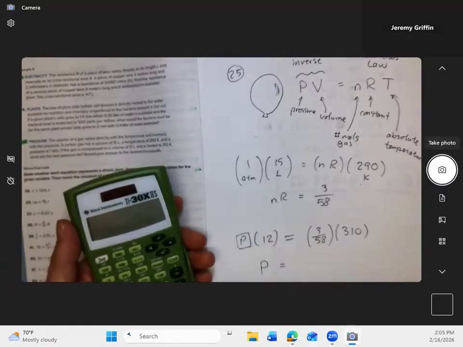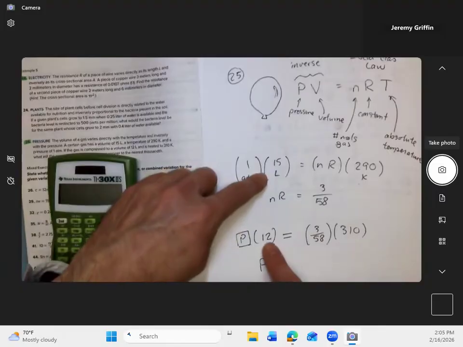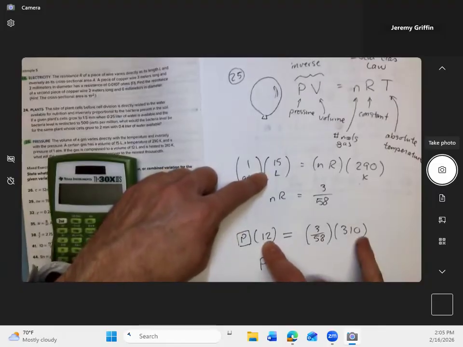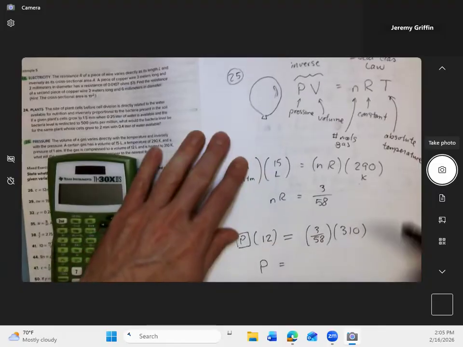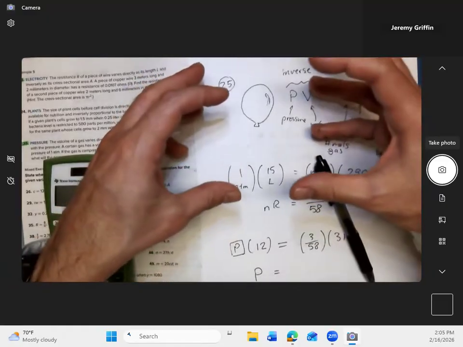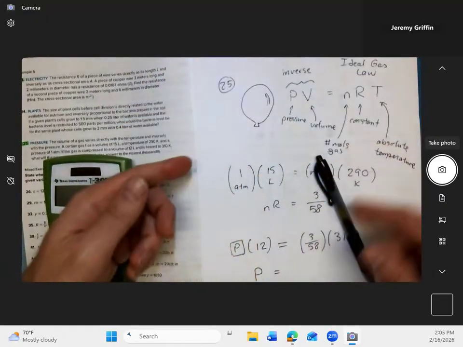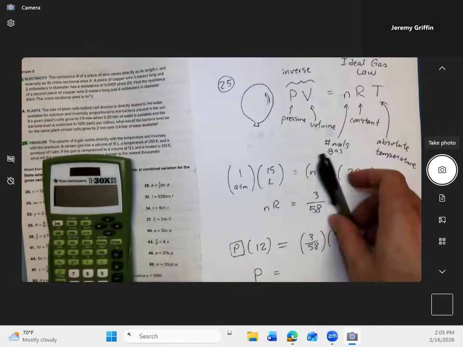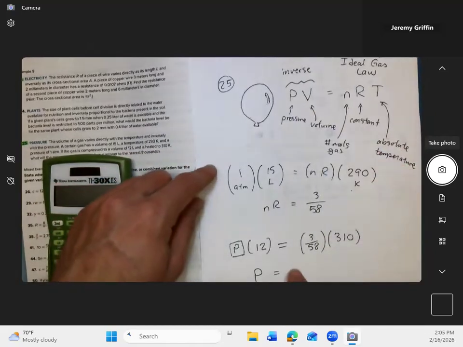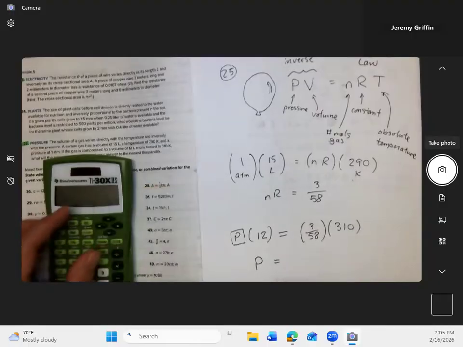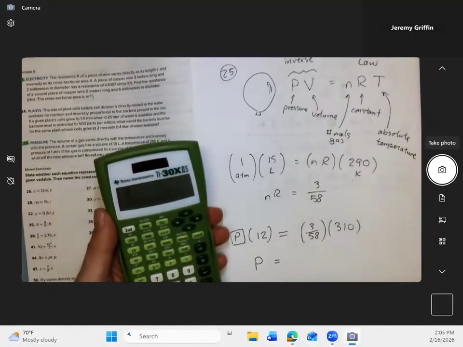By the way, do you guys notice that the volume is a little bit smaller and the temperature is also a little bit bigger? For both those reasons, if you squeeze on the sides of the balloon to make the volume smaller and also heat it up at the same time, both of those would cause the pressure to increase. If the pressure before was only 1 atmosphere, this pressure has to be more than 1 atmosphere. Let's see if that's true.